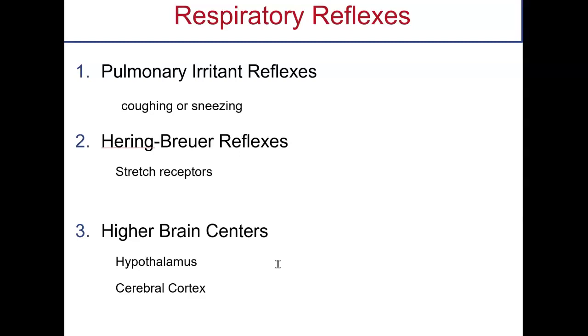So that wraps up our lecture on factors that control pulmonary ventilation.